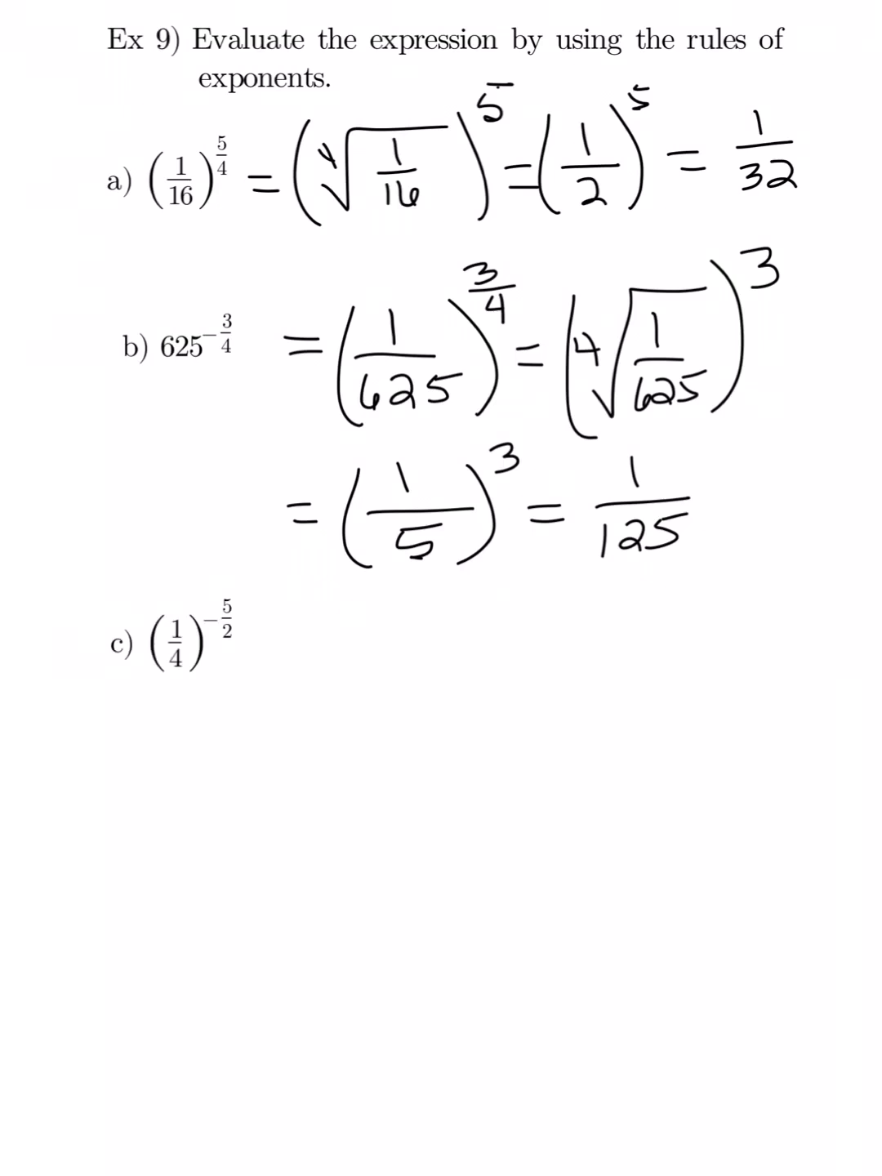For 1/4 to the negative 5/2, because our power is negative, we start by writing the reciprocal of the base 1/4, and the reciprocal is 4. Once you do that, the power becomes positive 5 over 2. Since the denominator is 2, we are doing a square root of 4 that we are raising to the 5th. The square root of 4 is 2, to the 5th, which is 32.